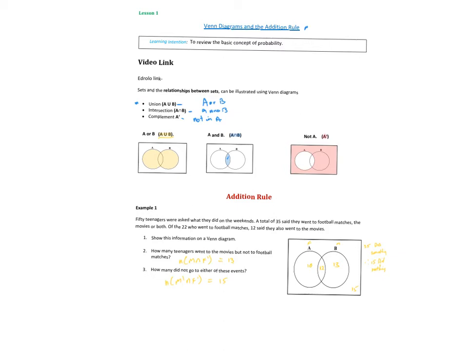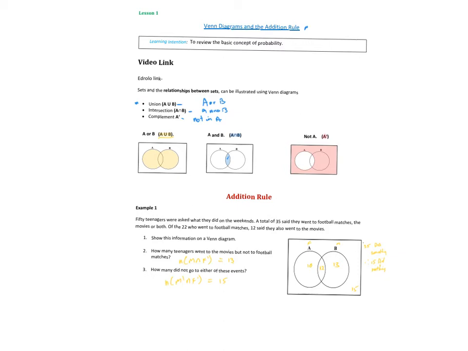All right. Now, the first of our little rules is guided through the use of this example here. If we do a Venn diagram representing 50 teenagers, and they're asked what they did on the weekend, it can't have been this weekend because 35 of them said they went to the footy. Total of 35 said they went to the football, so I'll put an F for football, or movies, or both. So we're choosing between football and the movies, okay?